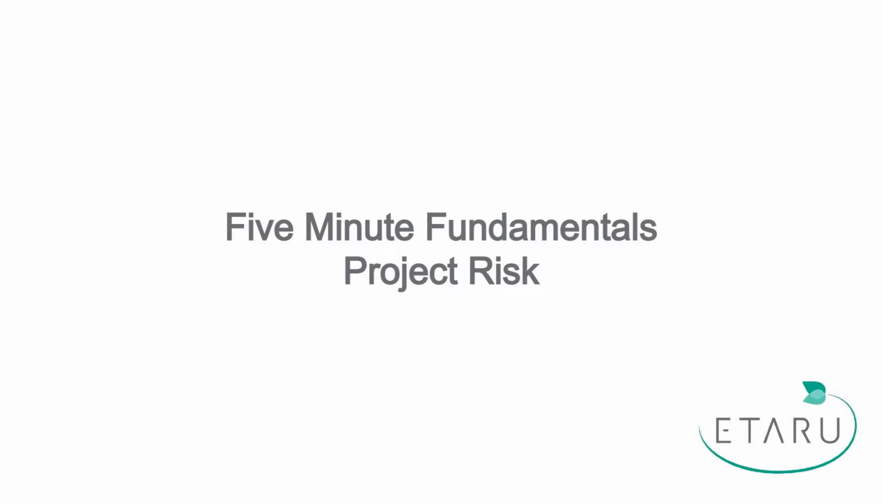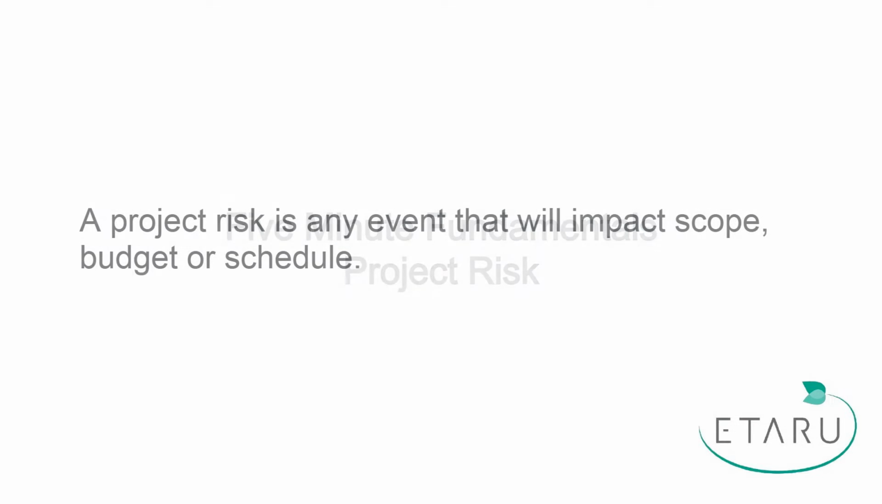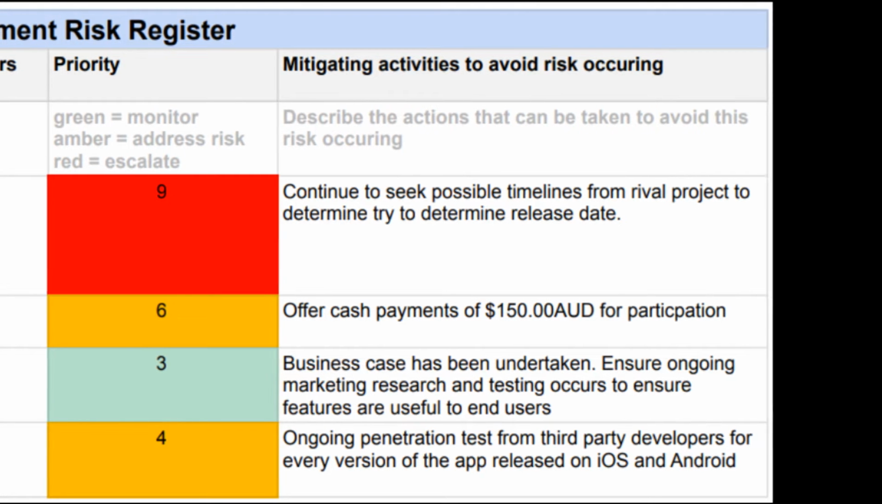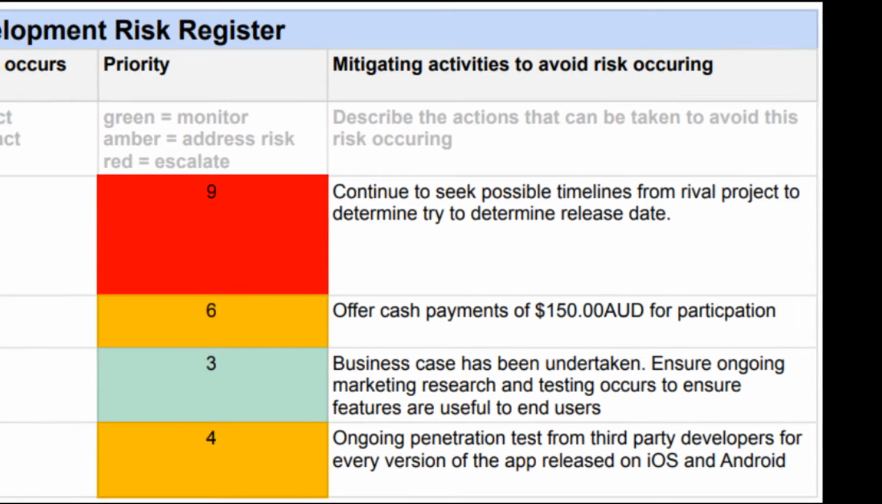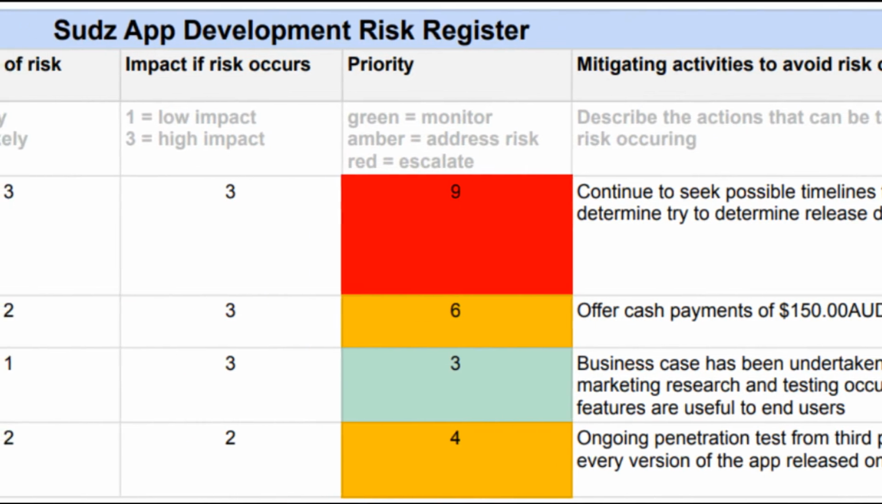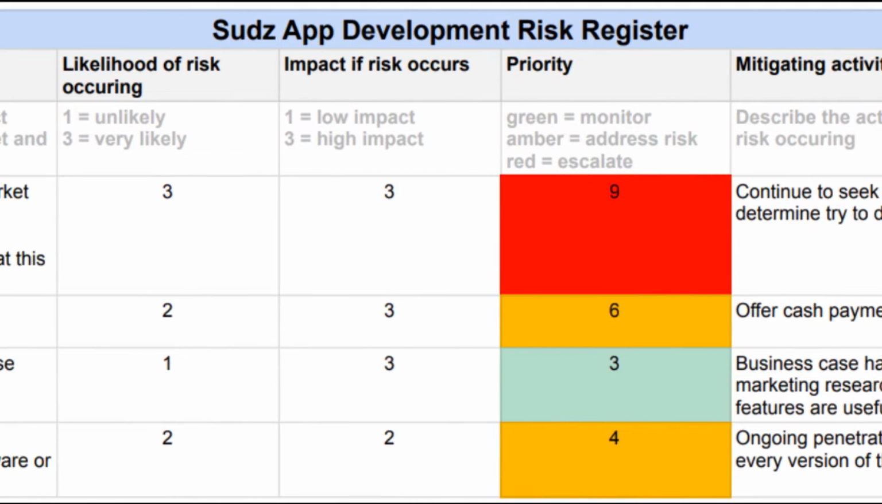Today's topic is navigating risk management. A project risk is any event that will impact our scope, budget, or schedule. It's important that we consider risk as part of our project planning process. When we plan and manage projects, we should always be thinking about the things that can go wrong. It may seem pessimistic, but planning for the worst is the best way to manage project risk.